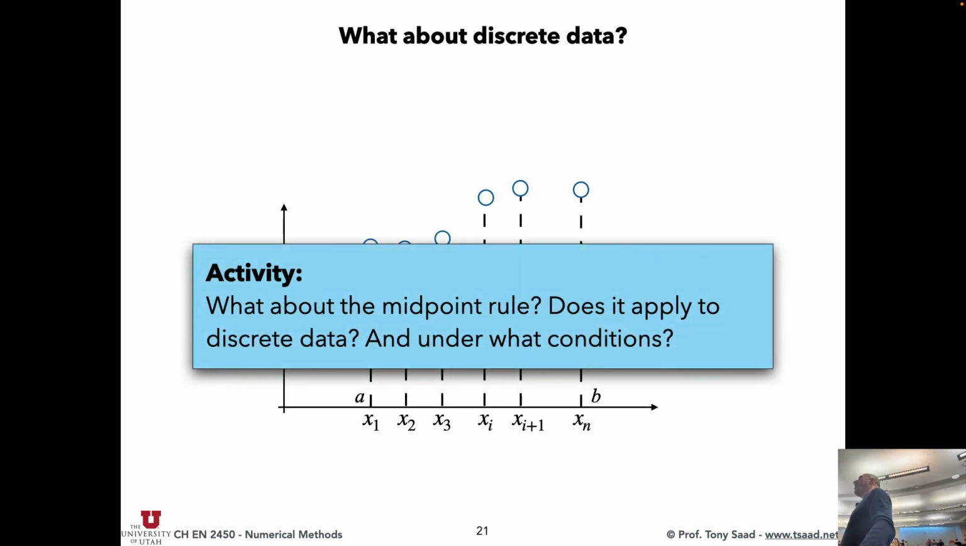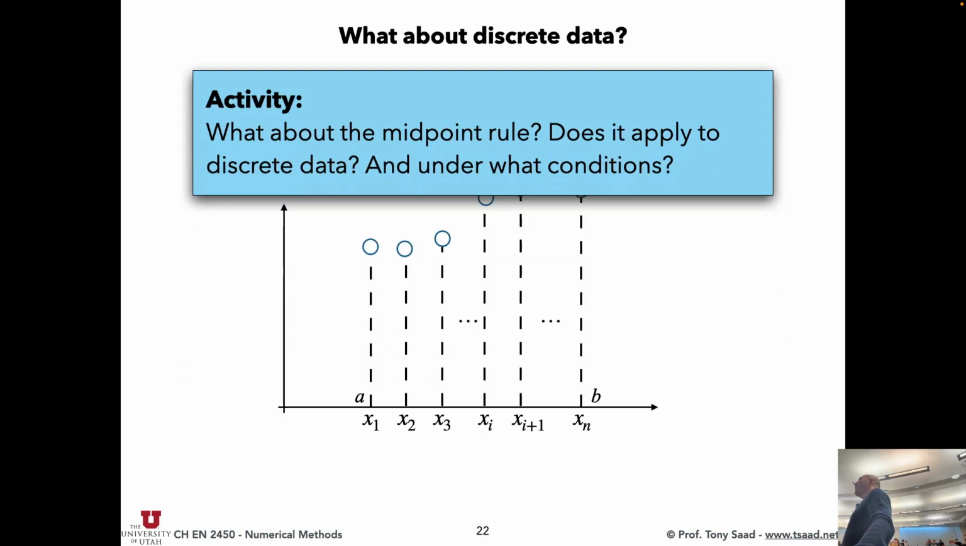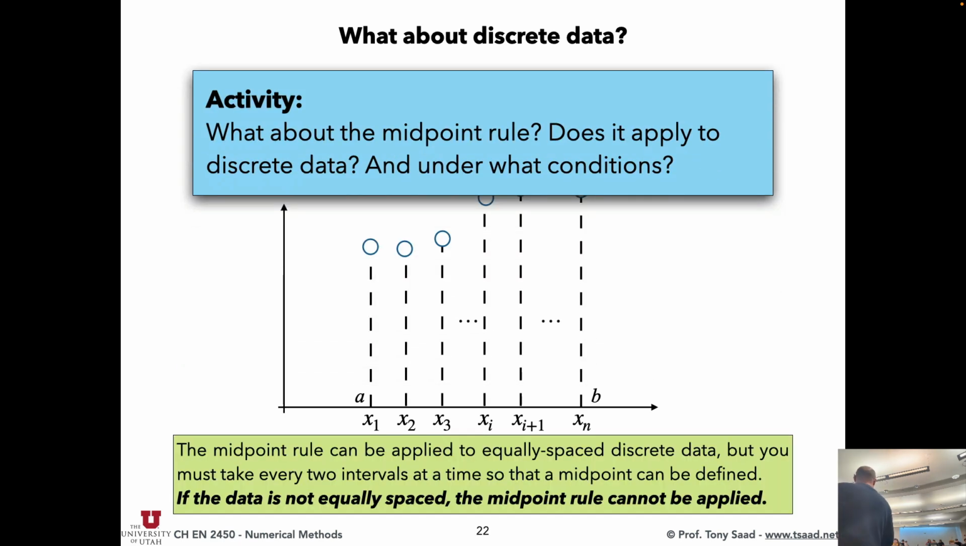It does not apply to discrete data unless the data is equally spaced. And if the data is equally spaced, you have to skip every other data point to get the midpoint. Right? So in a way, you're losing your resolution just to pick the midpoint. You have 100 data points, so you're really doing 50 intervals, right? But then you have to also skip every other point, which could be a programming nightmare.